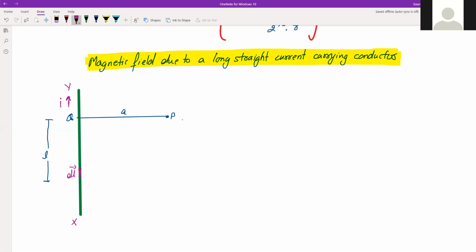Now due to this dl, there will be a magnetic field at P, and we know that the magnetic field at P due to this current element dl will be given by Biot-Savart's law, right? And if we consider the direction of the magnetic field, the direction of magnetic field will be like this.